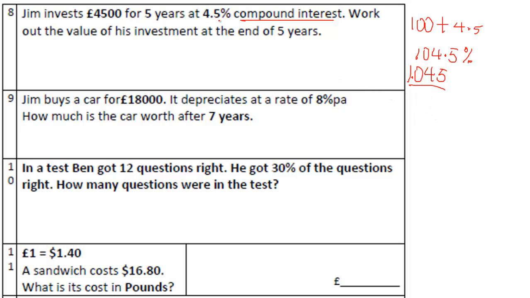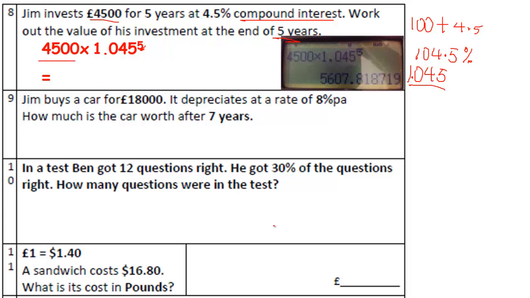Over here, because it's 4.5%, remember my multiplier is going to be 1.045. It's going to be to the power of 5 because it's for 5 years, and I need to times it by 4,500 because that's the amount of money I put in. When you put that into your calculator, that's what it should look like. The answer needs to be to 2 decimal places. So if I chop that off at that point there, I need to round up the 1, and I'm going to get 5,607.82. Be very careful with that, and don't lose any marks carelessly.